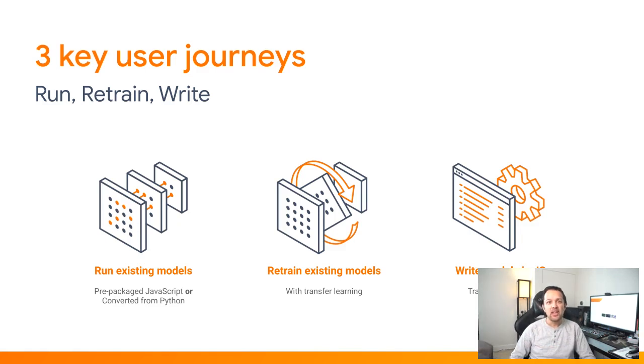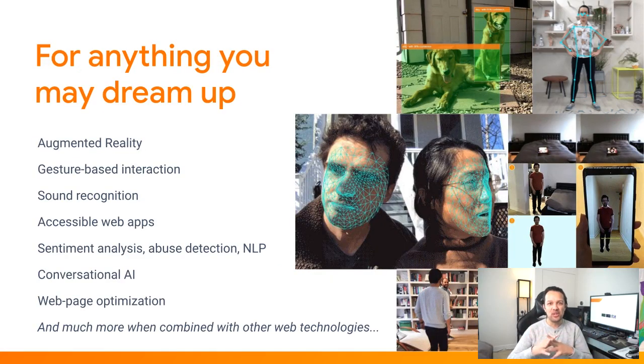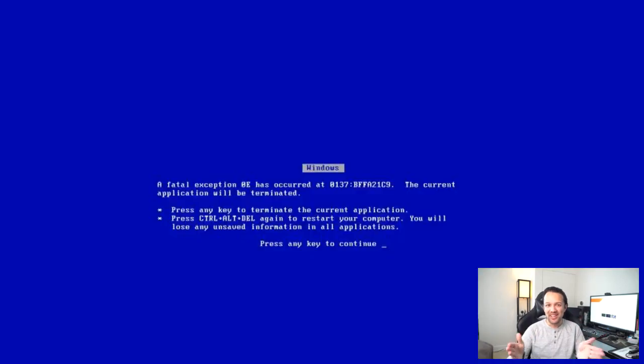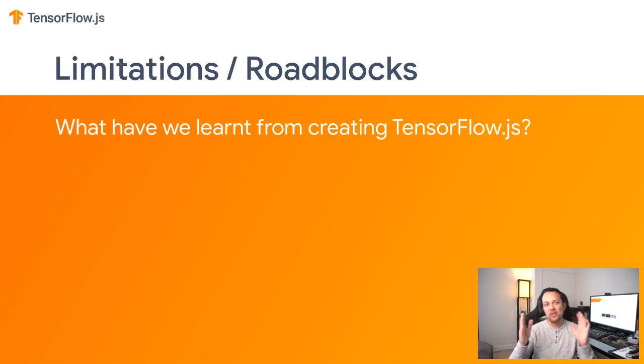Next slide. And of course this can be used for anything you might dream up, and here's just a few examples of things people have been creating that we've seen on the internet today. Things like augmented reality, sound recognition, sentiment analysis, web page optimization, and much more. Next slide. Well, almost anything. And today we'd like to talk to you about some of those limitations and roadblocks that we found whilst building and maintaining TensorFlow.js. And we believe these will be applicable to any machine learning library created going forward.